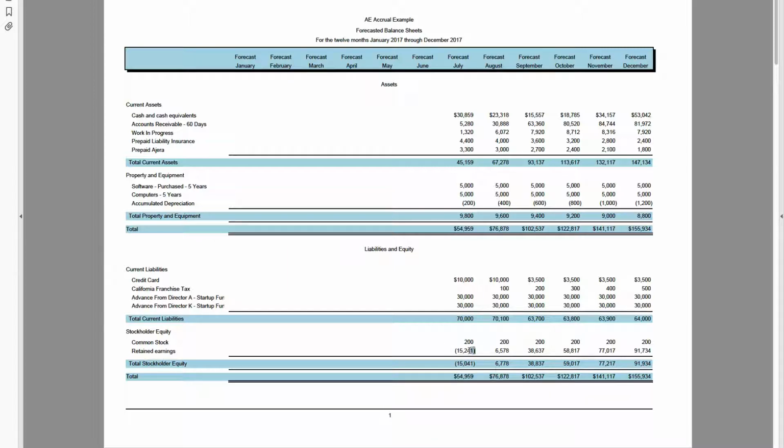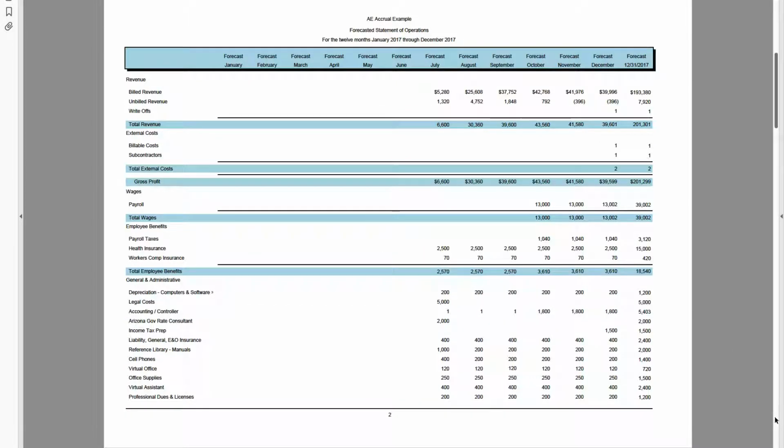And retained earnings is the amount of net profit the firm has earned throughout the year. So in month one, we lose $15,000, and over the year, we have positive net income, so retained earnings goes positive. Let's switch over to the income statement.